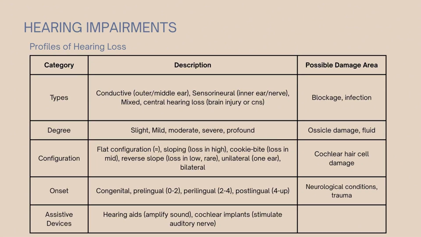Then onset, so it could be congenital, prelingual, meaning before the acquisition of spoken language, and then perilingual is during the developing stage, and then postlingual is after the acquisition of language. Last are the assistive devices, so there are two: hearing aids, which amplify the sound, and then cochlear implants, which help stimulate the auditory nerve.